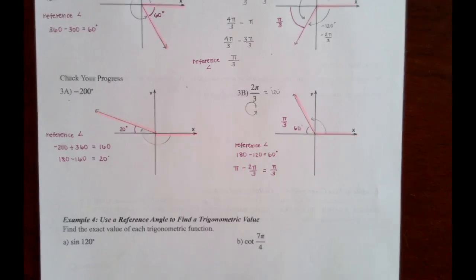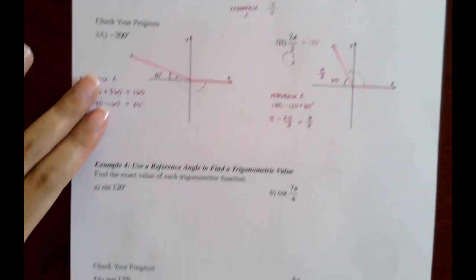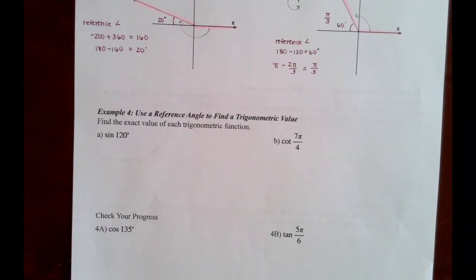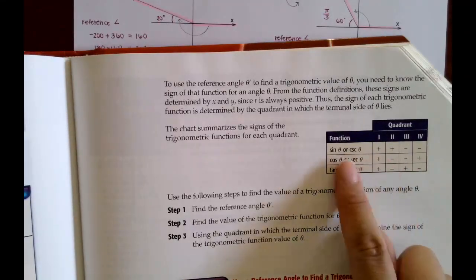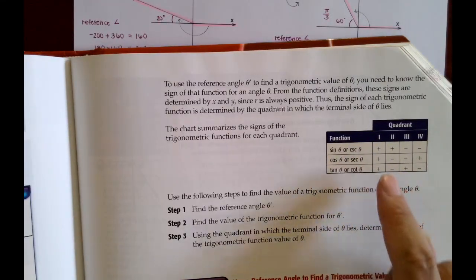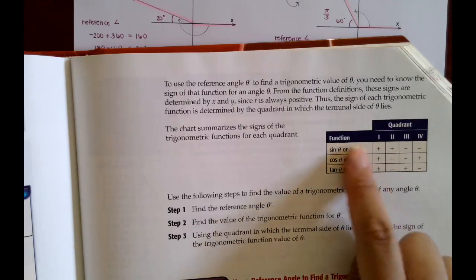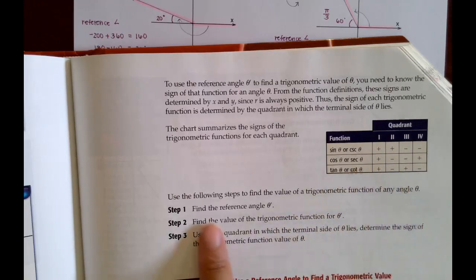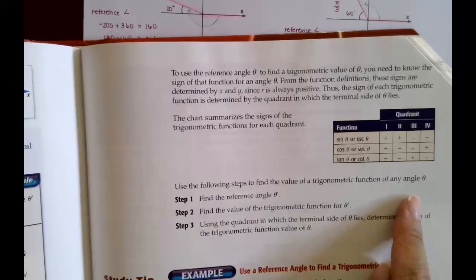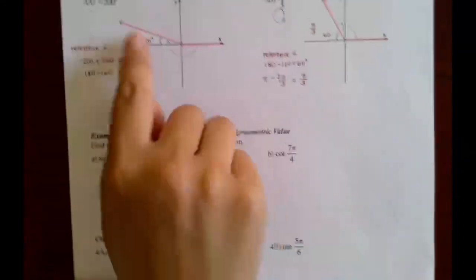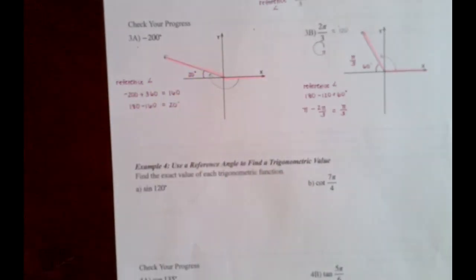Okay, so then example 4. There's a chart here on when a function will be positive or negative, depending on sine, cosine, tangent, or its reciprocal. And then here is how it uses the following steps to find the value of the trigonometric function of any angle, right? The reason why is to know which one it's finding. So it's easier when you do sine, cosine, it'll find this angle.